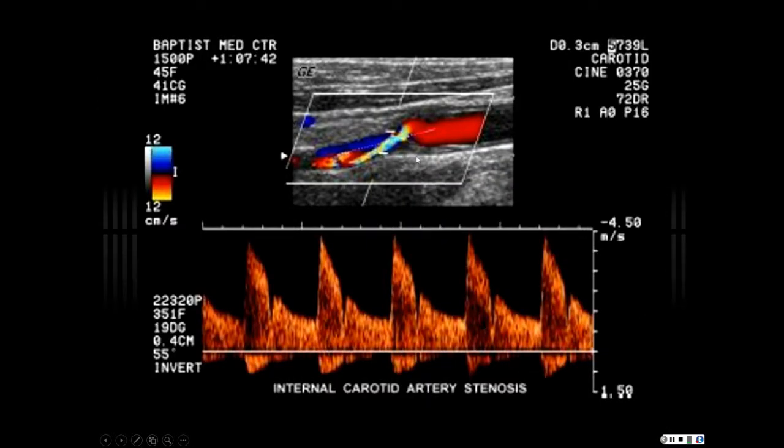We can put a little caliper on there. See how it's mixed colors in here? It's not blue and it's not red. It's almost like a yin-yang. There's blood flowing in multiple directions. That's turbulence. That's from stenosis. We can put a velocity on there. In this case, velocity is more than 450 centimeters per second. That's tight stenosis.